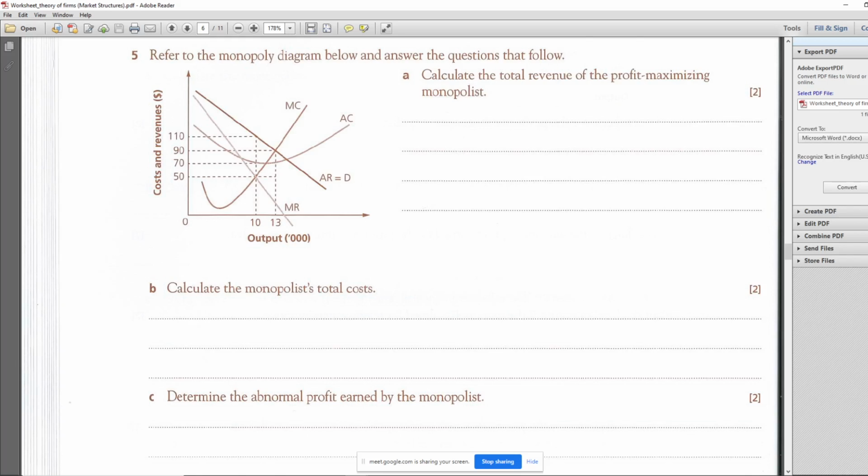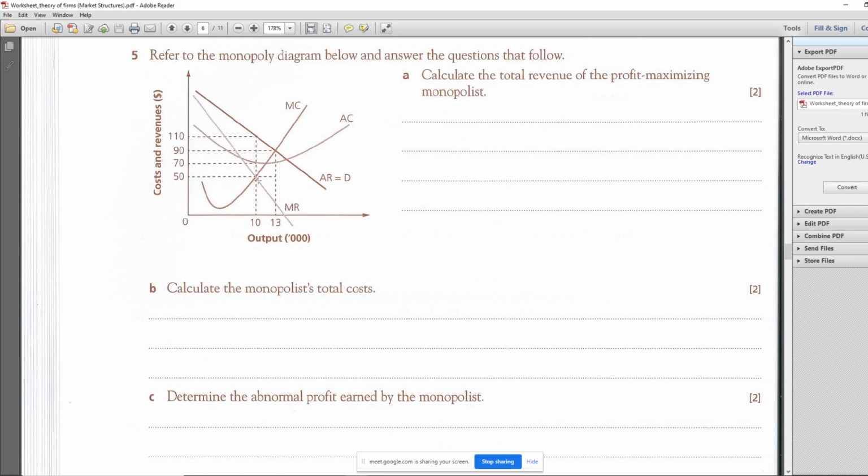So 110 minus 50. Because we know this triangle here will be the deadweight loss. This one here is where we are achieving allocative efficiency, and if we are not using this price of 90, and we are using a price higher than that, then you will see a deadweight loss here. This triangle here, A B C. So you just have to calculate the area of this triangle.